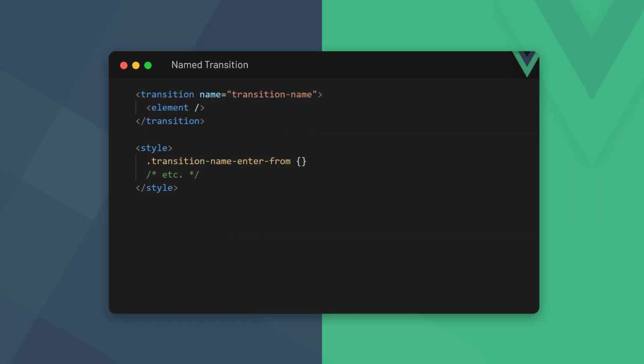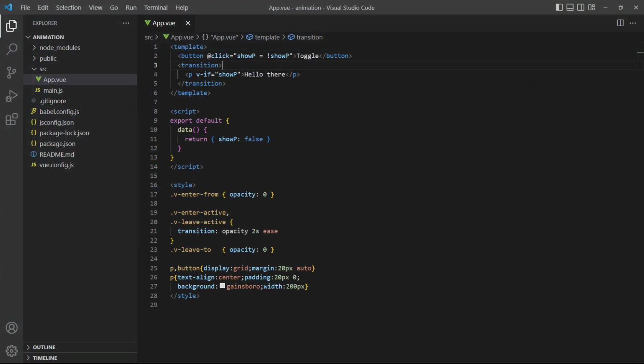Vue allows us to name our transitions by using the name attribute on the transition component. When we name a transition, Vue automatically replaces the v in the class name with our custom name. To demonstrate, let's add a name to our example's transition and replace the v in the class names. If we run the example in the browser, everything still works as expected.